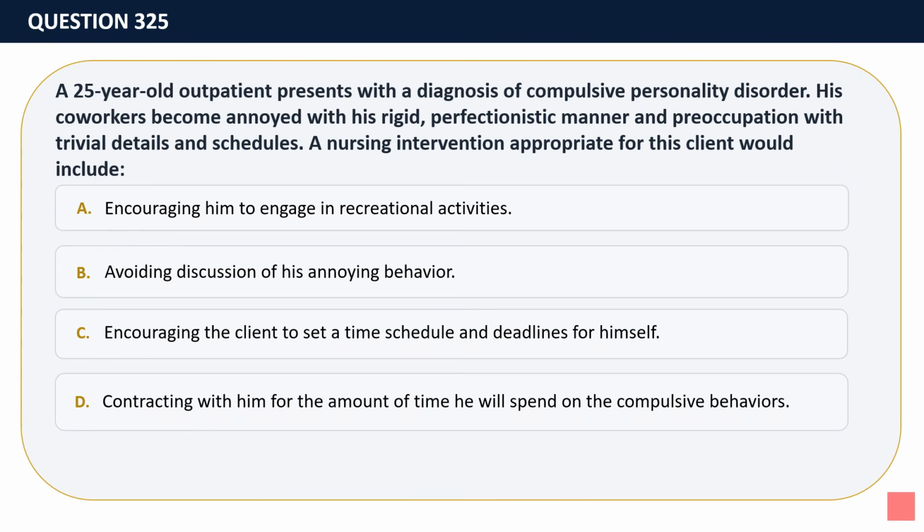Question 325. A 25-year-old outpatient presents with a diagnosis of compulsive personality disorder. His coworkers become annoyed with his rigid, perfectionistic manner and preoccupation with trivial details and schedules. A nursing intervention appropriate for this client would include: A. Encouraging him to engage in recreational activities. B. Avoiding discussion of his annoying behavior. C. Encouraging the client to set a time schedule and deadlines for himself. D. Contracting with him for the amount of time he will spend on the compulsive behaviors.